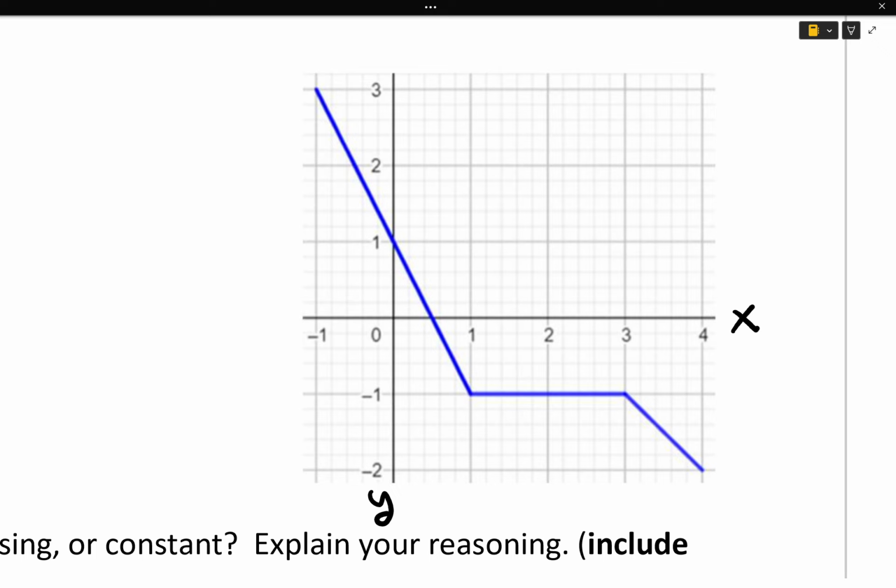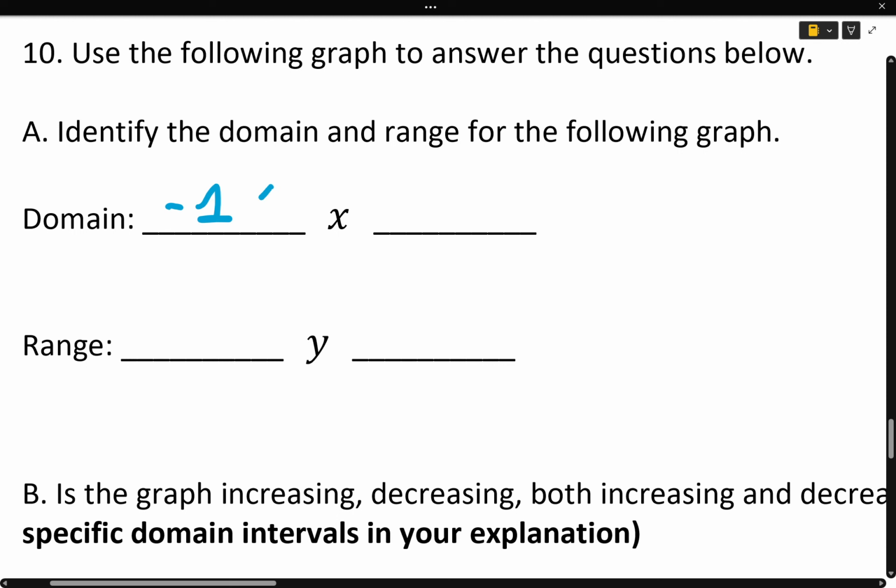So let's see how far right and left my x's go. On the very left, my x's, let's see, they go to -1. And on the right, 4. So, for my domain, my smallest number is -1, which is less than or equal to x, which is less than or equal to 4.